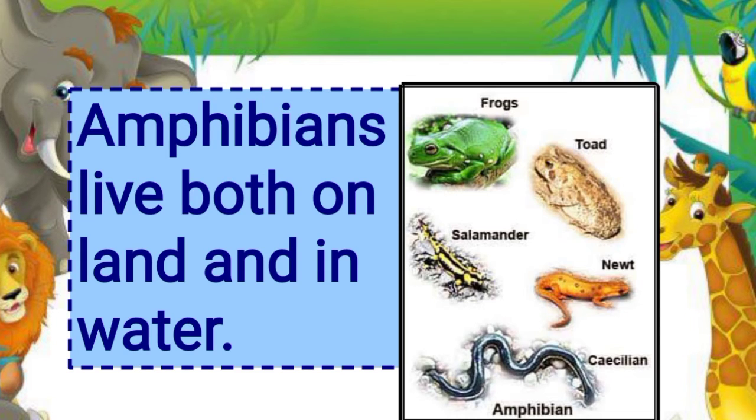Now let's understand the features of amphibians. So, most of the animals known as amphibians can live on land as well as in water. They are vertebrates, or animals with a backbone. These animals live both on land and in water, and most of them breathe both through their lungs and the moist skin.